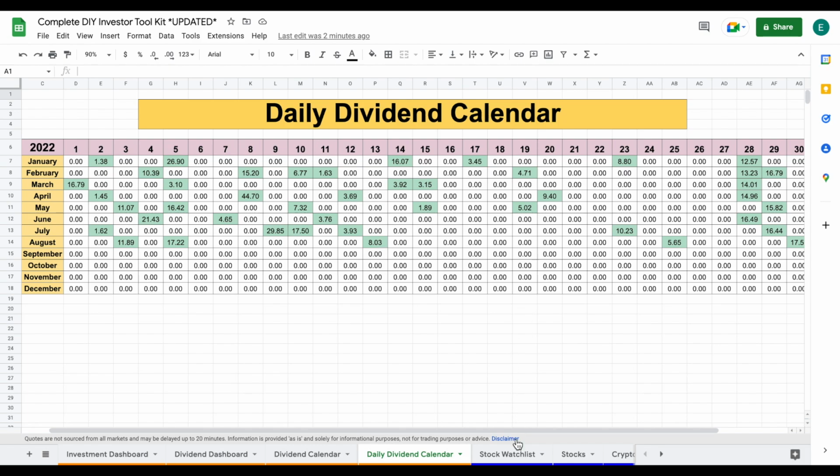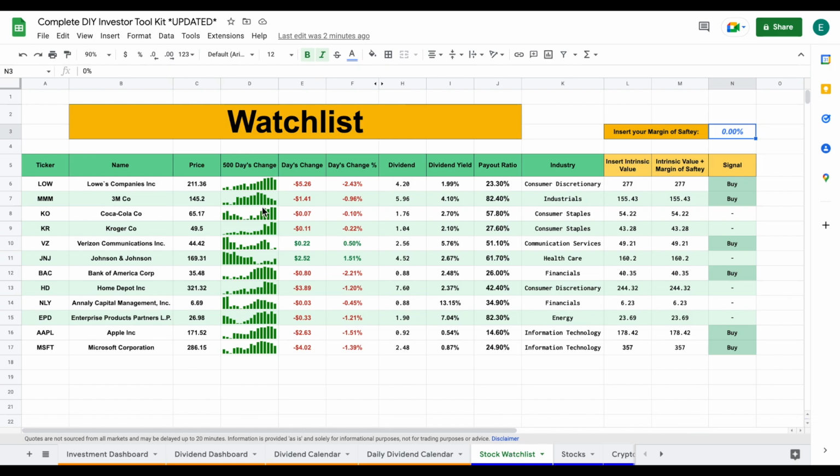Now moving forward, we have a stock watch list, and this is actually one of the most important features of this spreadsheet, but I'm going to actually come back to this one later and I'll explain why then.